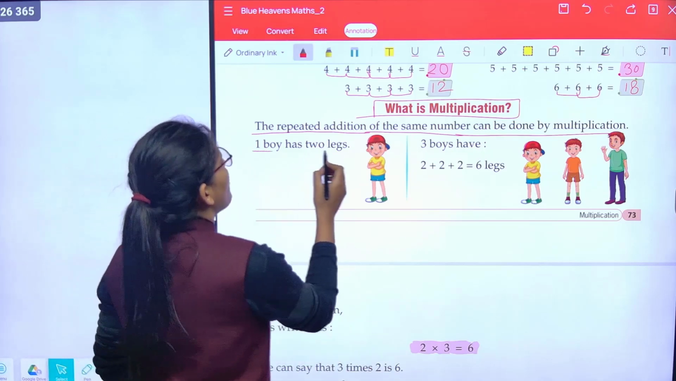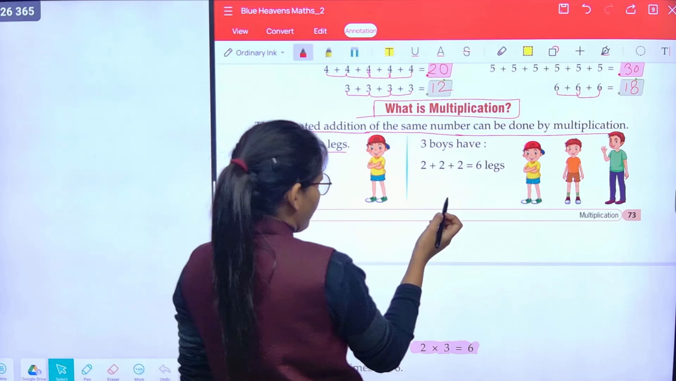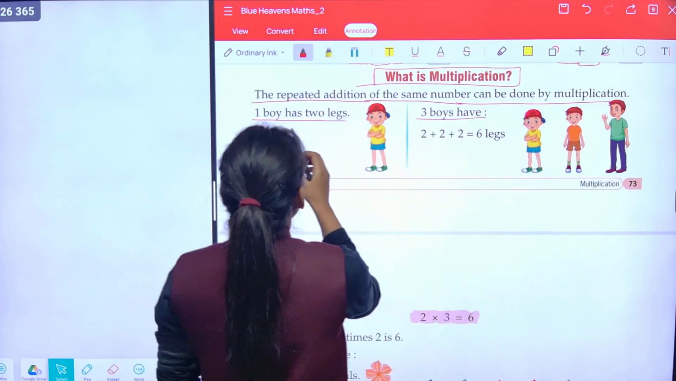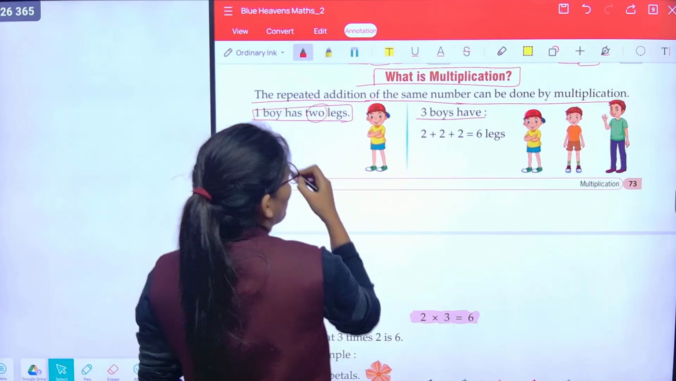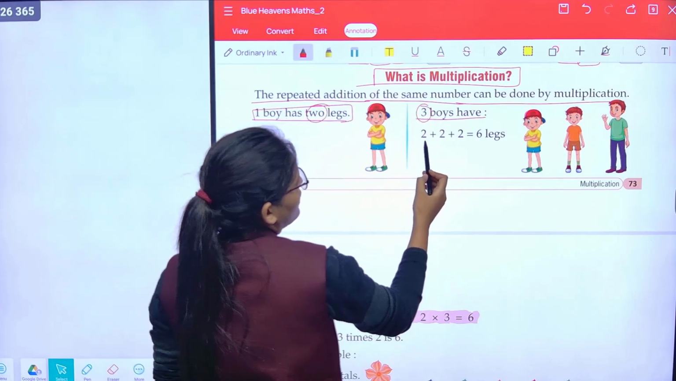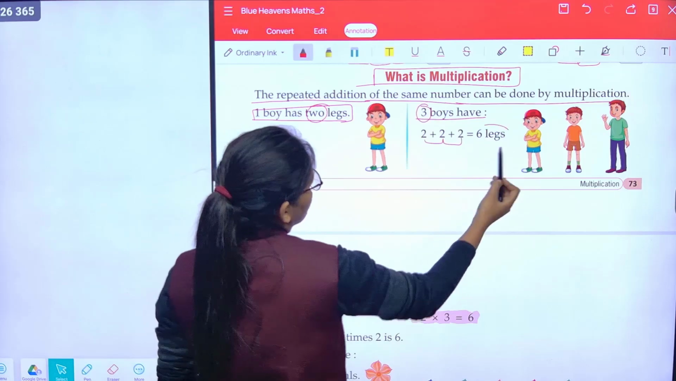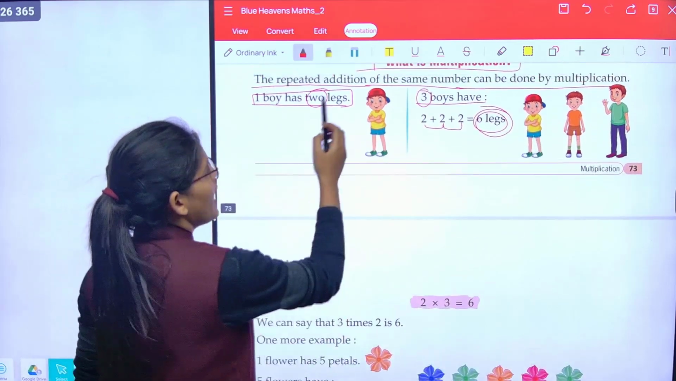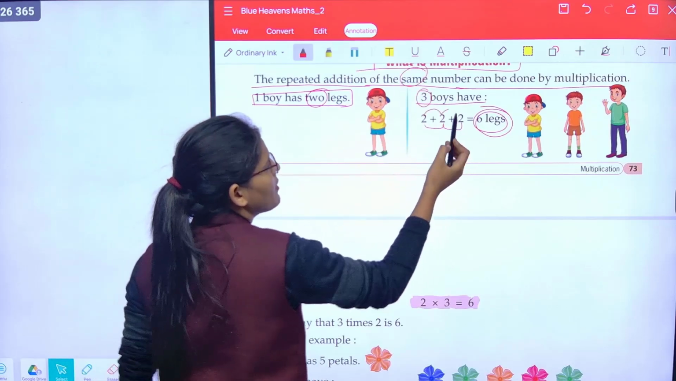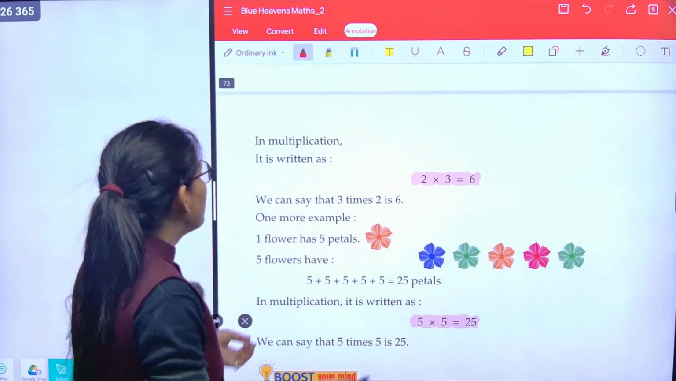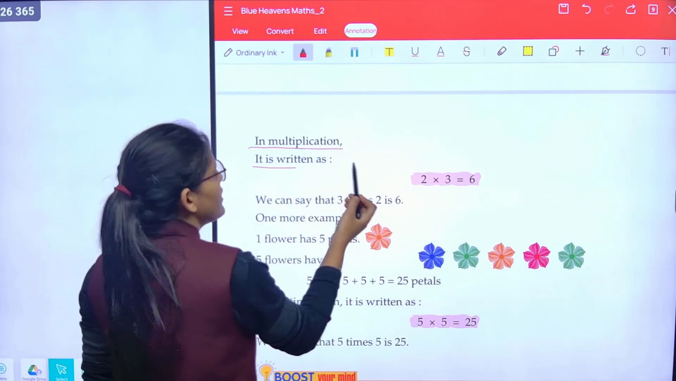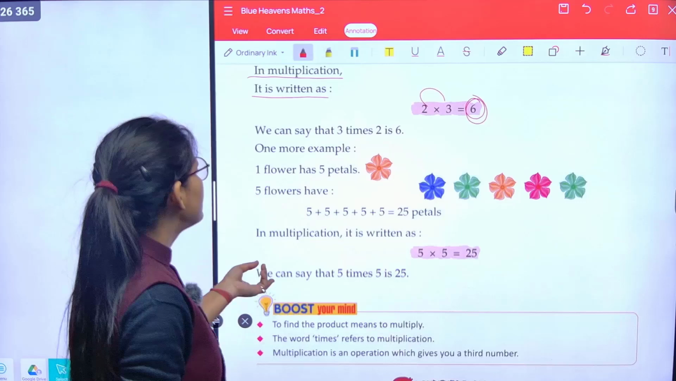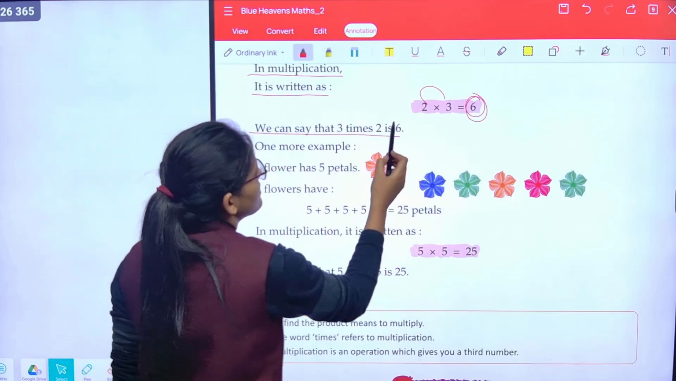See, one boy has 2 legs. Now 3 boys have. How many legs does one boy have? 2. And 3 boys? 2 plus 2 is 4, 4 plus 2 is 6 legs. Understand? Repeated addition of the same number. What is here? The same numbers. In multiplication, see, it is written as 2 3s are 6. Now we can say that 3 times 2 is 6.